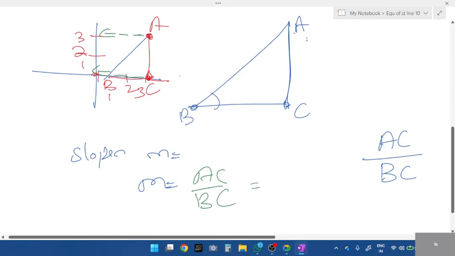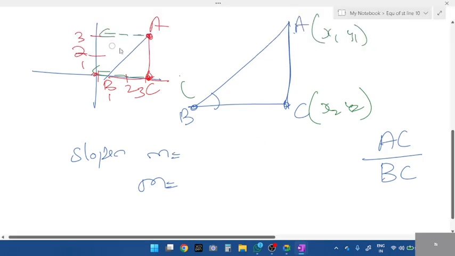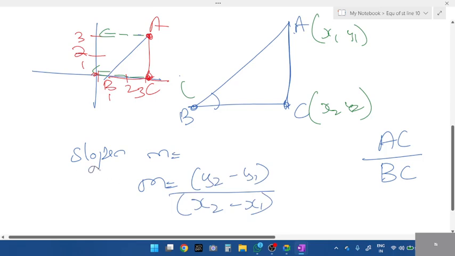Here, the AC value will be given in terms of coordinates. A is the coordinate x1, y1, then x2, y2, x3, y3, like this. So the formula for this, after deriving, is y2 minus y1 divided by x2 minus x1. This is the formula for slope whenever theta is not given, students. Theta is not given, sides are given: y2 minus y1 divided by x2 minus x1. Slope or gradient.